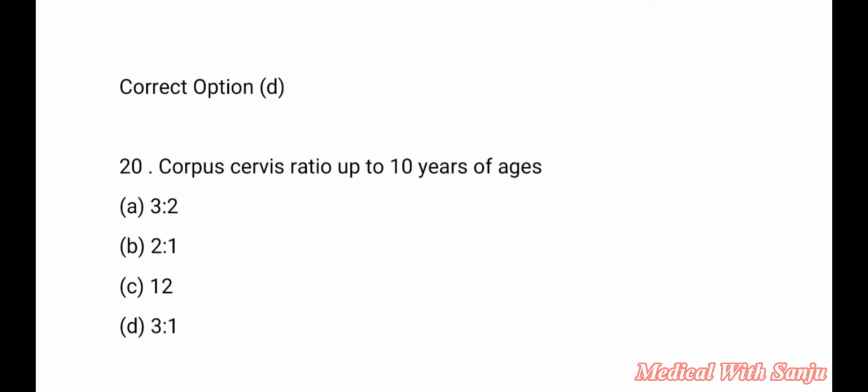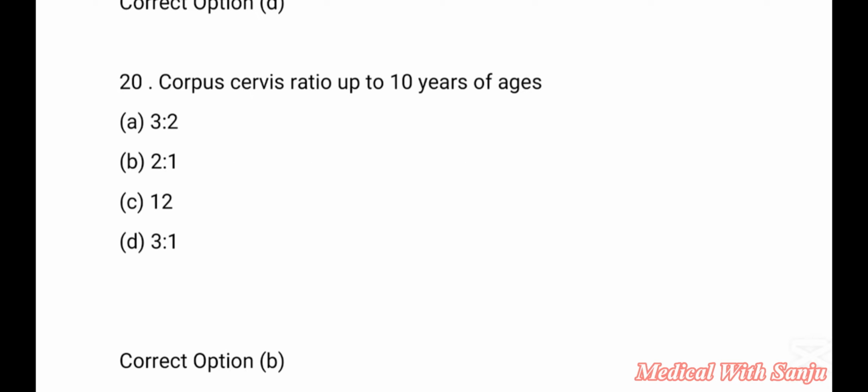Question number 20. Corpus cervix ratio up to 10 years of age. Option A 3:2, 2:1, 1:2, and 3:1. Corpus means body of uterus. Cervix ratio up to 10 years of age is 2:1. It is 5 cm body and 2.5 cm cervix at 10 years. So the right answer is option B, 2:1. 5 cm body and 2.5 cm cervix.